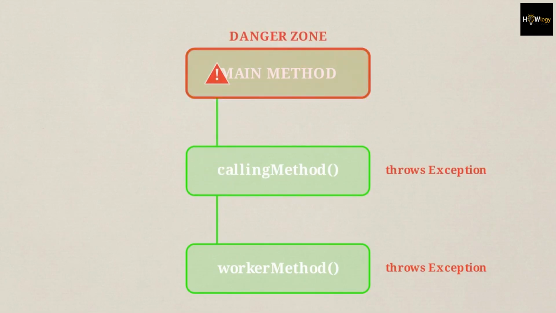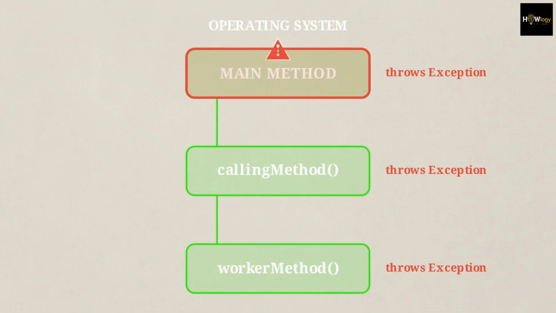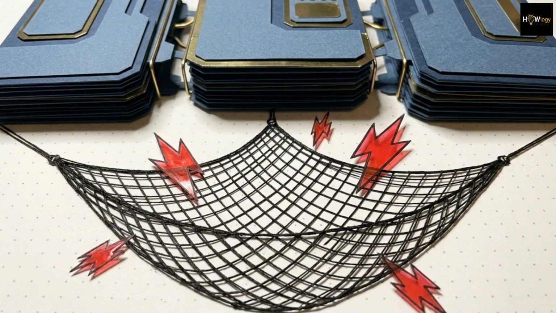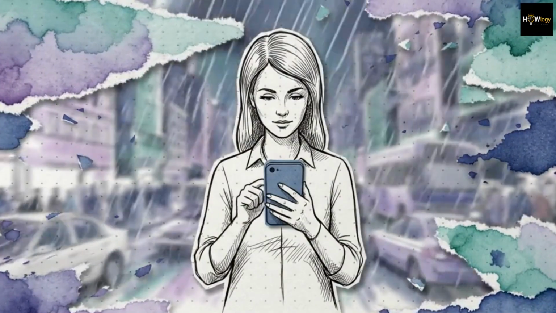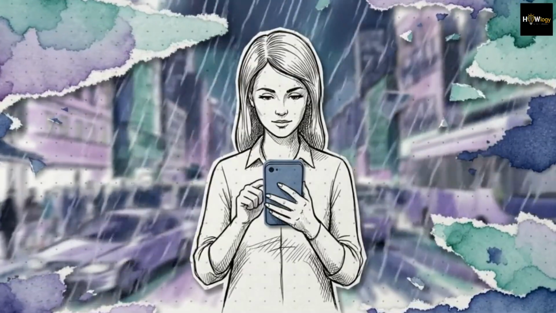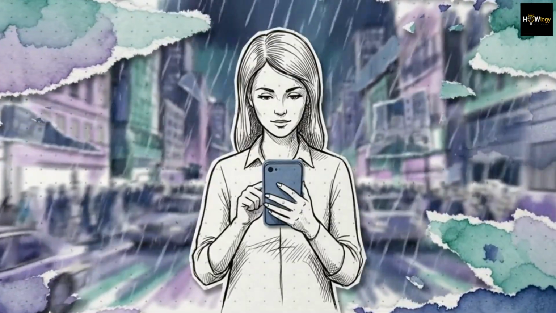But there is a strict limit to this delegation. If you push the exception all the way up the chain to the main method without catching it, the main method will throw it out to the operating system, and the application crashes anyway. Exception handling operates as the invisible safety net of the digital world. While anyone can write code for a perfect environment, a system's true durability is proven only when it survives the chaotic, unpredictable friction of the real world.